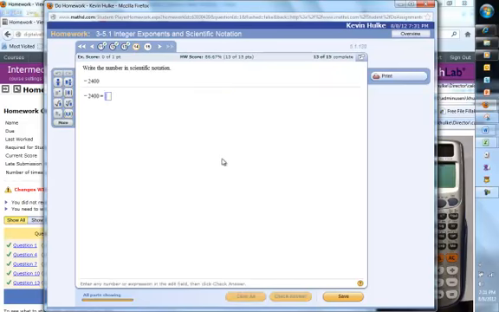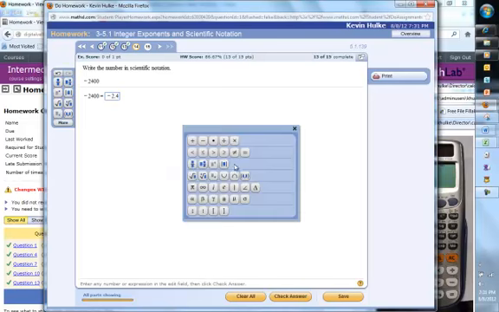Number 14. Write this number in scientific notation. So negative 2.4. The decimal place moves 3 places. So times 10 to the positive, moved it 3 places.